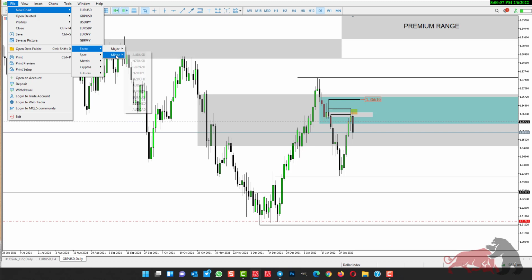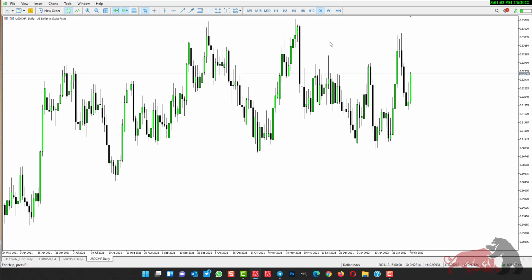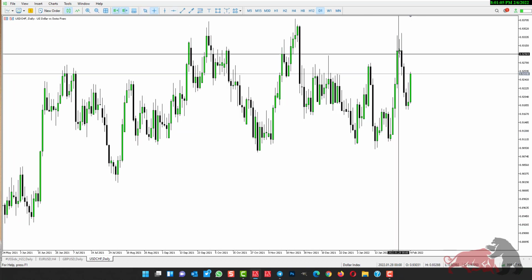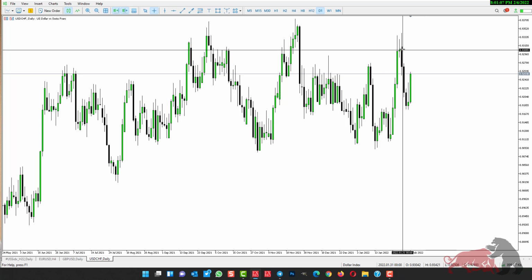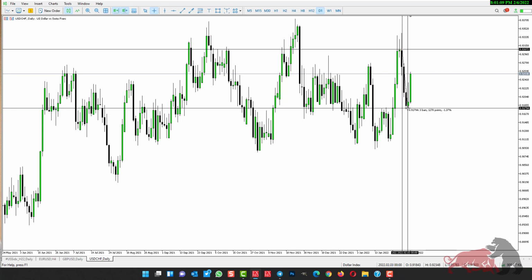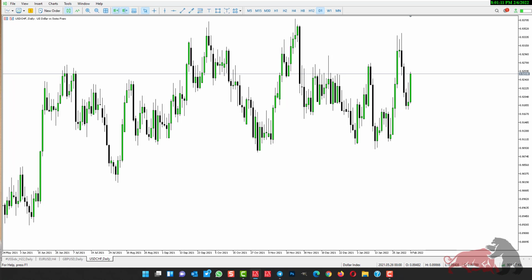Let me go to USD CHF. This was a very interesting pair. I managed to trade from Tuesday. I had a nice shot to the downside. I think I got almost like 60 pips in there because price was trading away from a daily bearish order block.